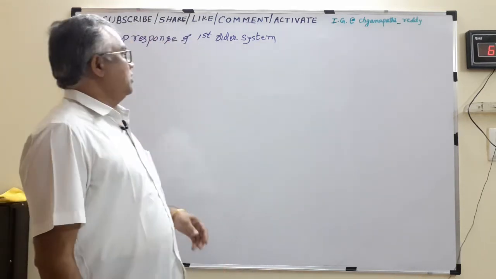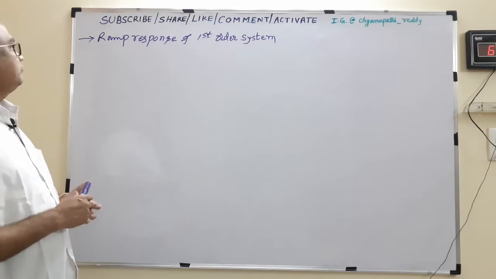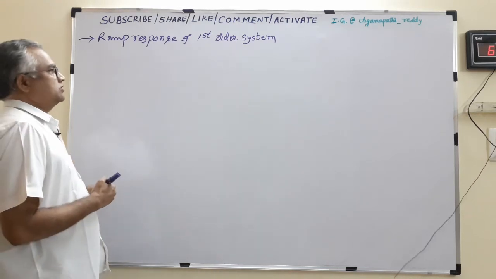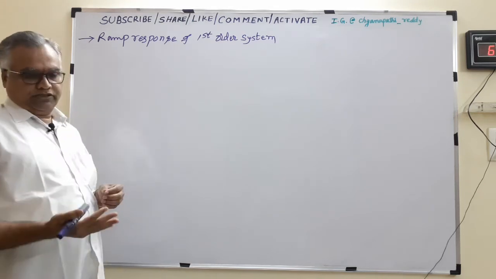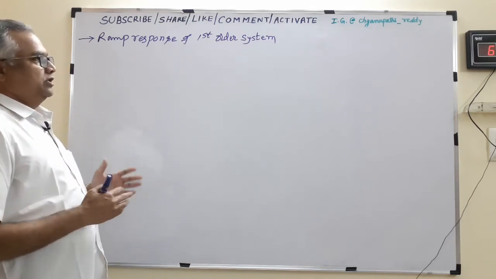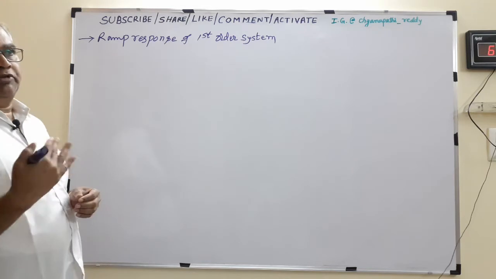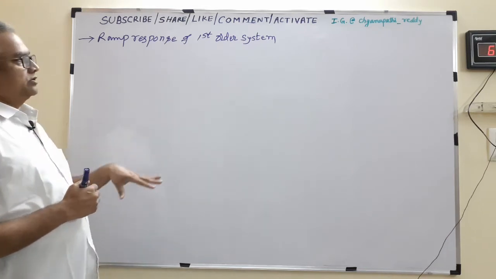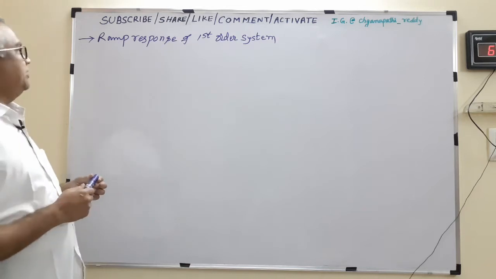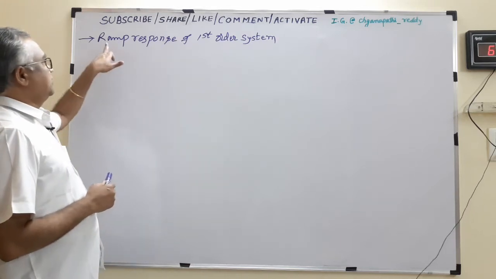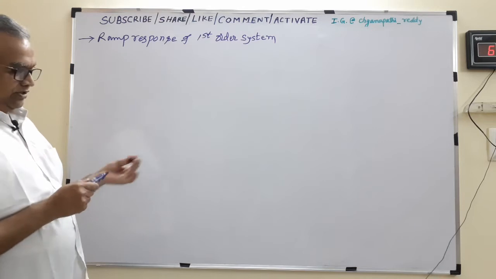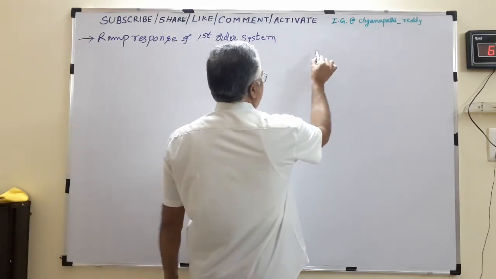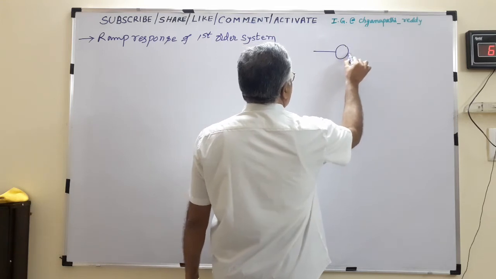So, last class we studied different test signals, then error constants, what is the difference between type and order, then step response of first order system. Up to that studied. So, continuation of that, ramp response of first order system.